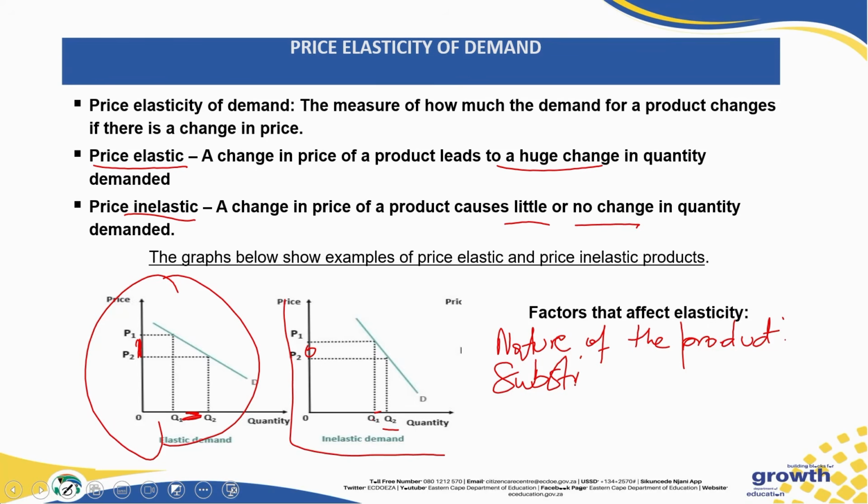The necessity product will be inelastic because it is a need to the consumers. But a product that is elastic, they don't really need that product. So the price elasticity of that product will be elastic. That is the difference. And also the availability of related products such as substitutes. If a product has many substitutes, it will be price elastic.